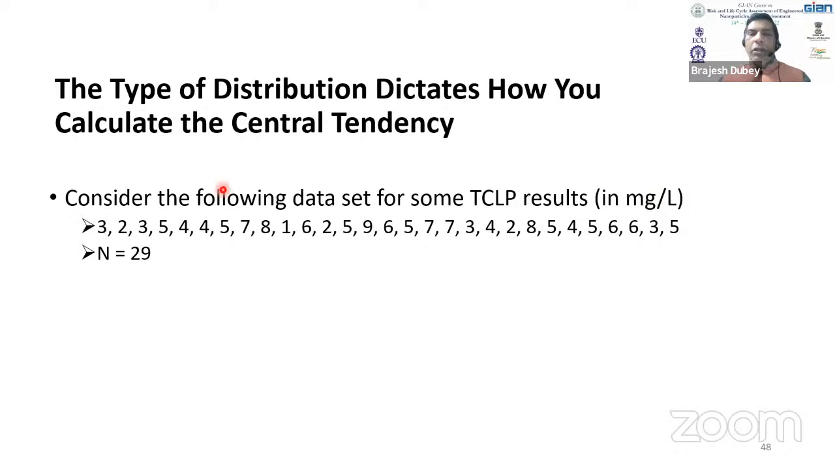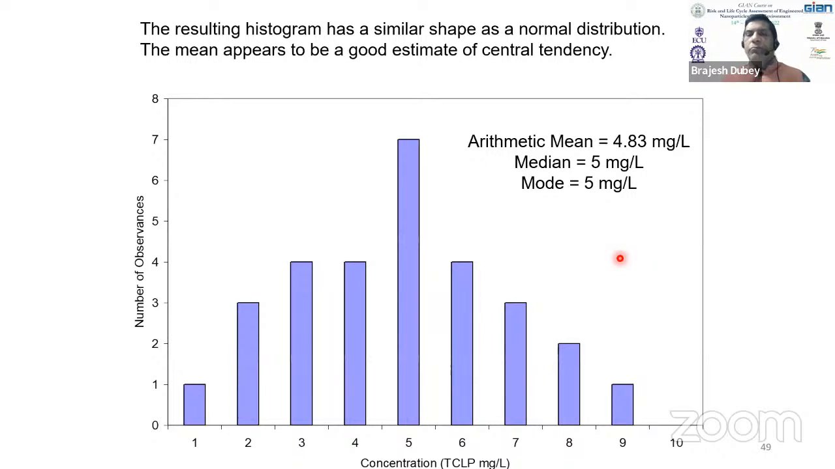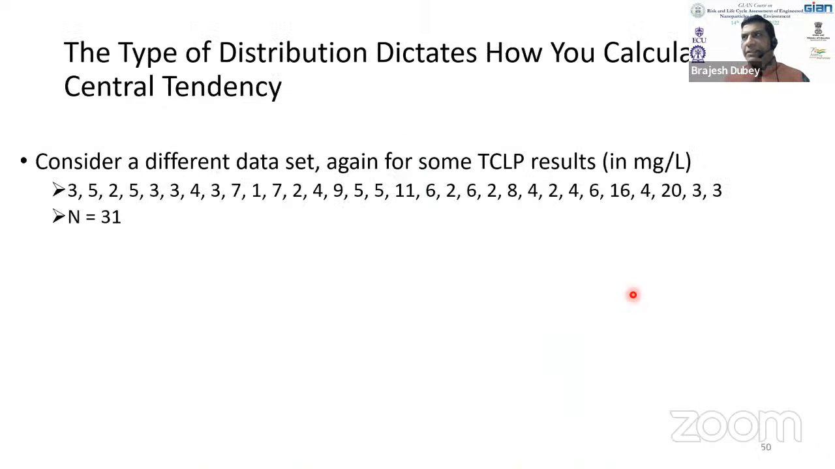Okay, so this is a data set with a number of samples, 29. These are the leaching results of TCLP. If the number goes above 5, it's a hazardous waste. Then you draw it, and you get the arithmetic mean, the median, and the mode. The histogram shows that it's a normal distribution. It's a typical bell-shaped curve.